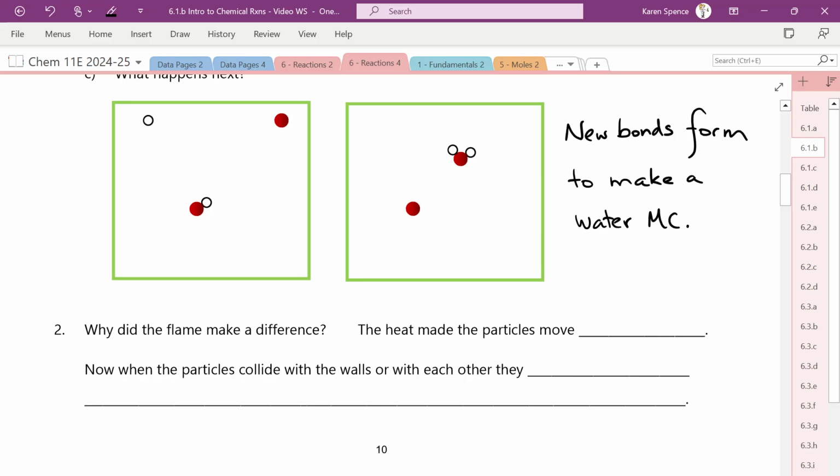And I think we've already answered this, but why did the flame make a difference? The heat made the particles move faster. Now, when the particles collide with the walls or with each other, they... They what? They bounce faster. Well, you know what? I think we've got a slowed down picture of this, so let's just watch.